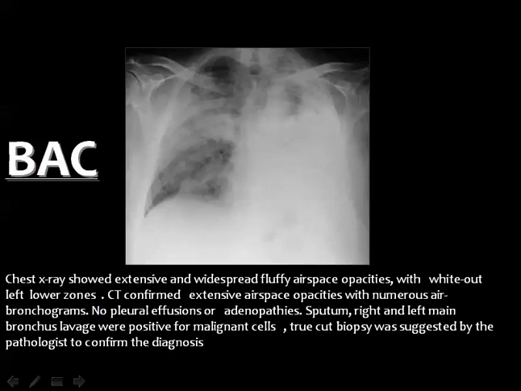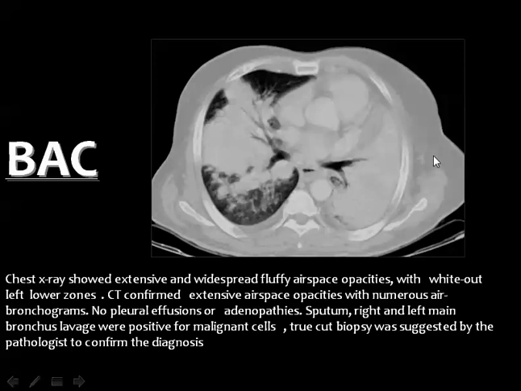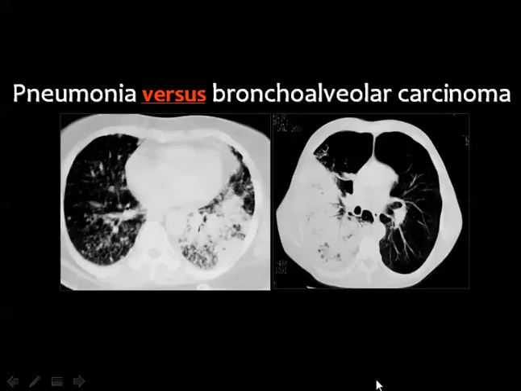And if you look here, you can see an area of massive consolidation on the left side and some areas of consolidation on the right side. If the clinical picture permits the diagnosis of pneumonia, you can diagnose this as pneumonia. But if these lesions are not responding to antibiotics nor steroids, and the sputum and right and left main bronchus lavage were positive for malignant cells, this is one of the alternatives for the diagnosis, or you can have a true-cut biopsy from any of these lesions.